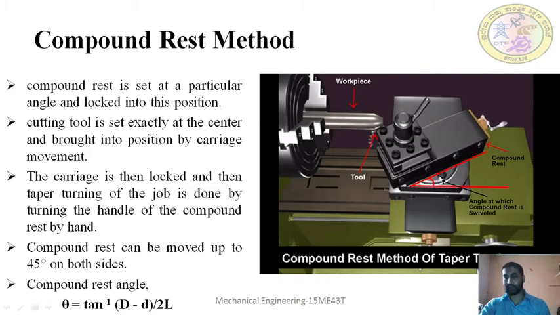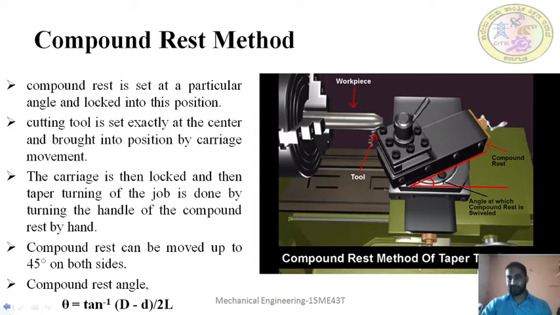So the angle will be shown here on the compound rest. If you see the lathe machine, in the compound rest we can see the angles here. So the required angle will be set by loosening the nut of the compound rest. Then the tool is placed here. Now, instead of moving the carriage, it will be untouched. Now we have to move the handle of the compound rest by hand.